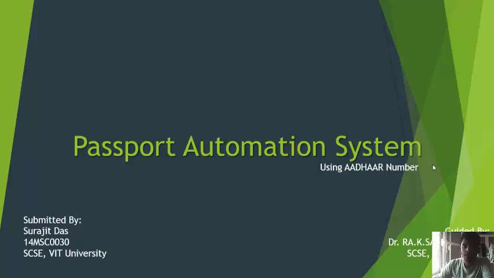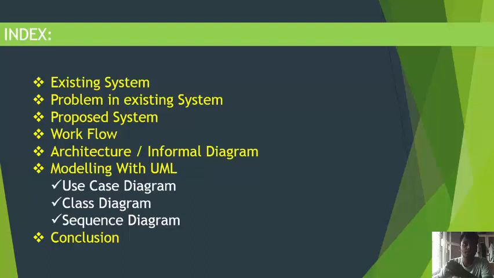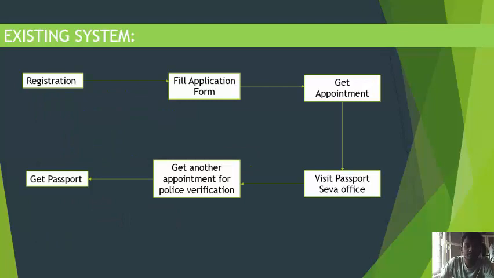Hello everyone. Today I am going to talk about the passport automation system using Aadhaar card number. Throughout this session, we will talk about the existing system, the problem in the existing system, the proposed system, the workflow in the proposed system, the architecture or informal diagram, and then some UML diagrams, and we will conclude the session with the conclusion. What is the existing system?